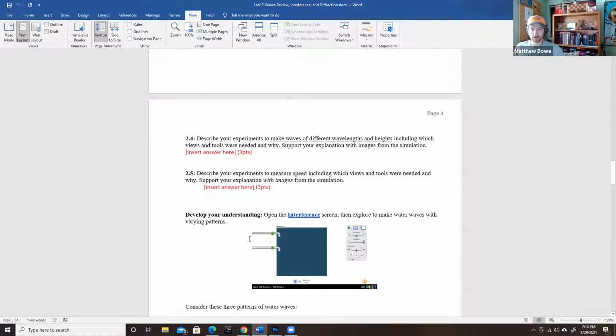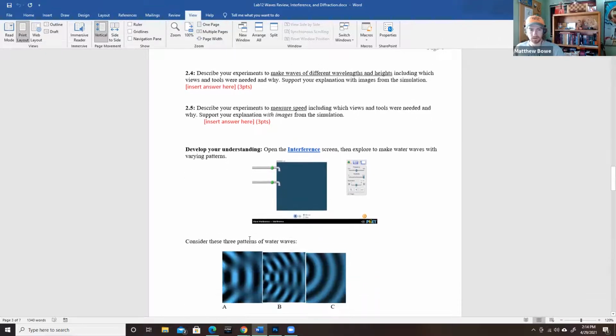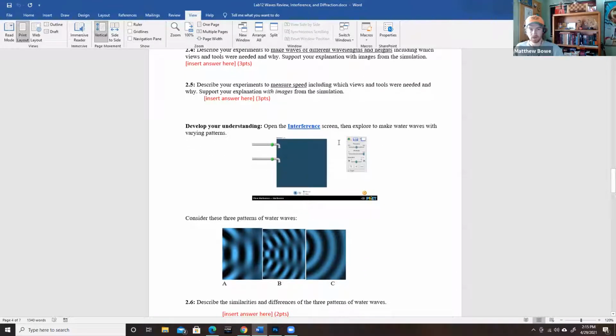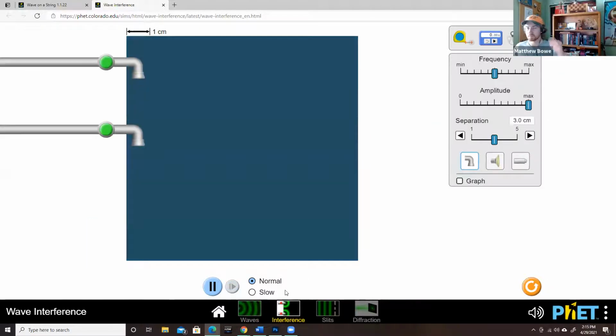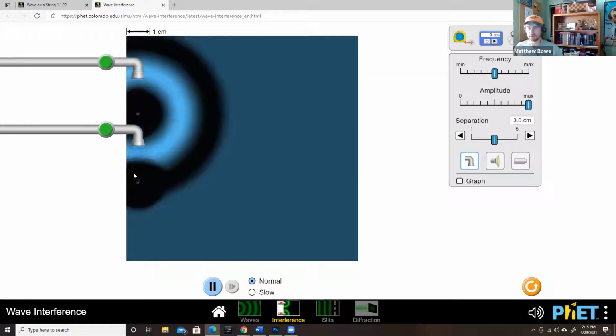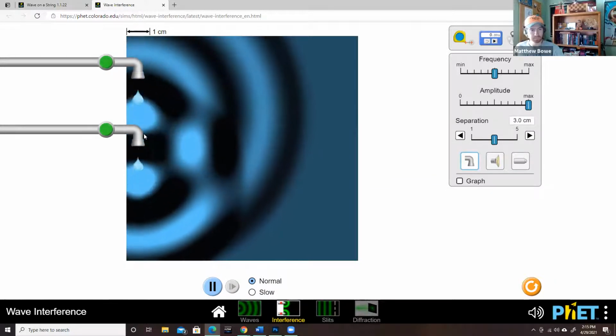We're then going to go to interference. So we're going to go to this different tab. Okay, so once we're done with this, you see down at the bottom, it says interference. So we're going to go down here to interference. So now we have 2 faucets. So I can turn them both on and they're automatically going to go at the same time.